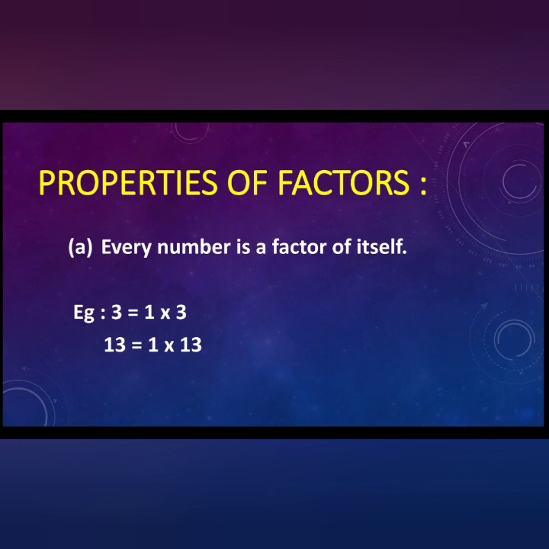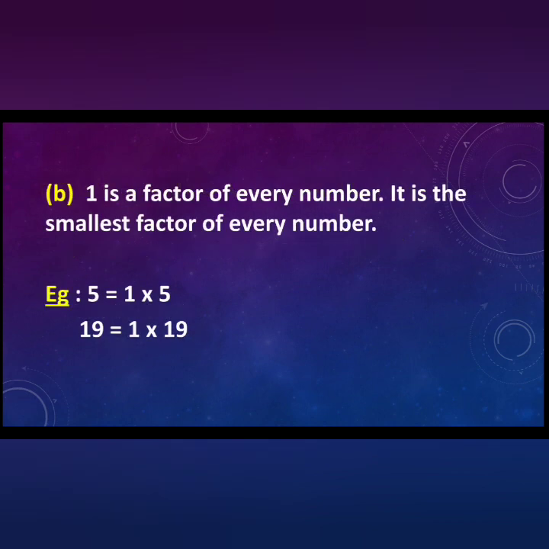Now, moving to the next one: 1 is a factor of every number, it is the smallest factor of every number. Now, see, suppose let us take the number 5, okay. We can express it as 1 into 5. See, 1 is there. Now, let us take another number 19, okay. 1 into 19 equals 19. See, 1 is in both the numbers, in 5 also and in 19 also.